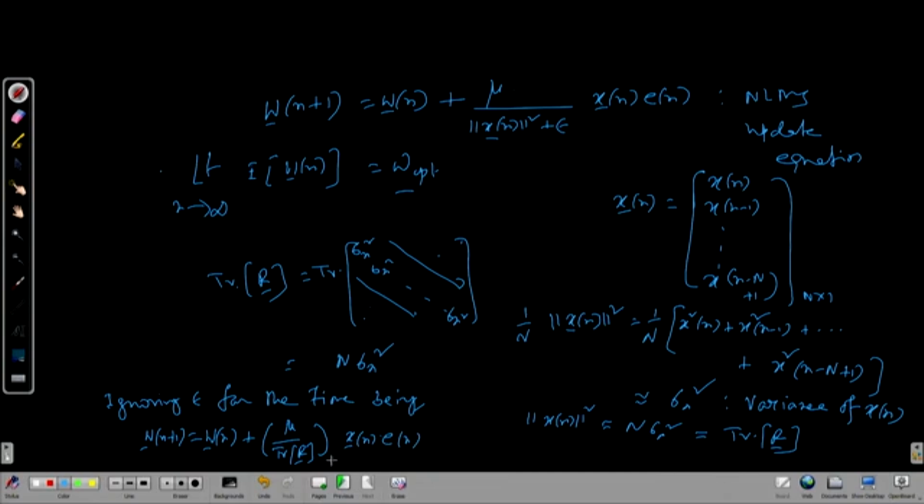If I call this bracketed quantity mu prime, then it is simply the LMS algorithm. Just W n plus mu prime, this is a constant, mu constant, trace R constant. So, this is some positive constant times x n e n. Therefore, its convergence will require mu prime greater than 0 and, as you have seen, less than 2 by trace R.